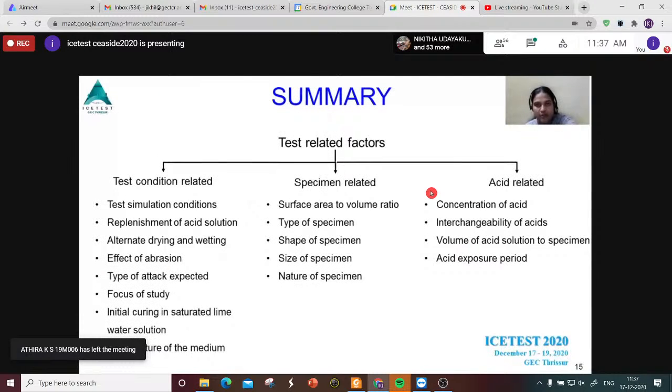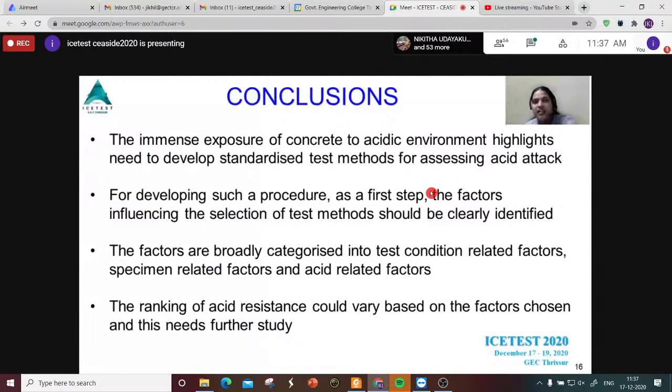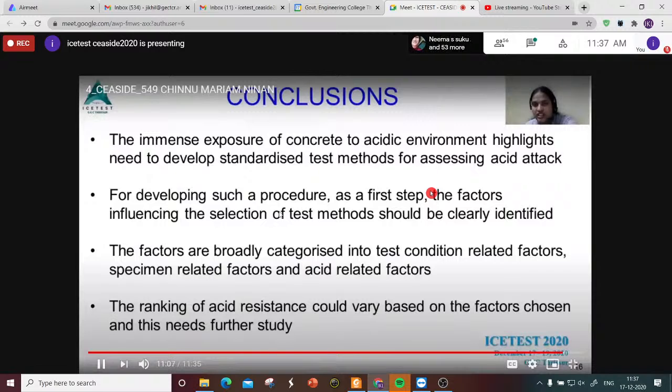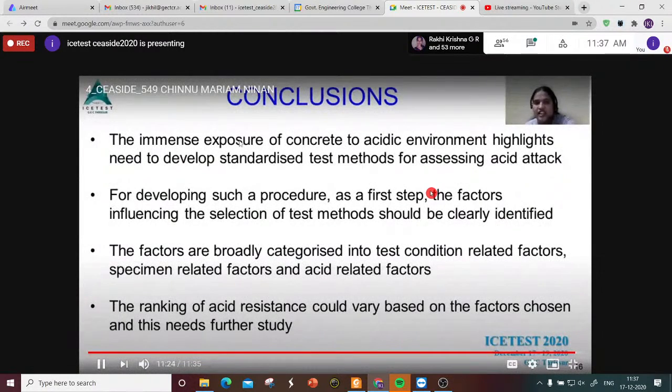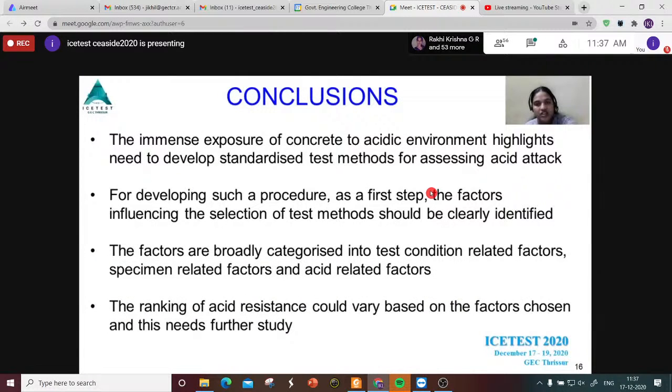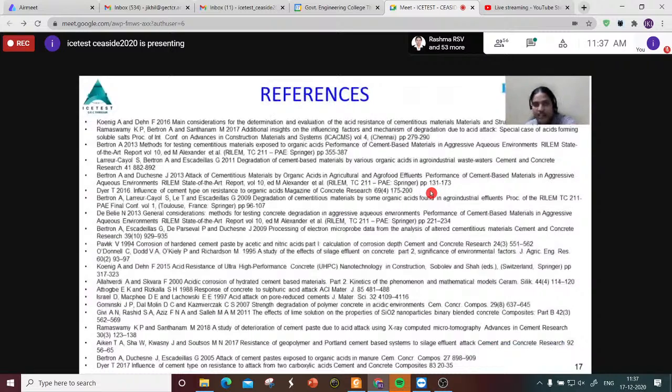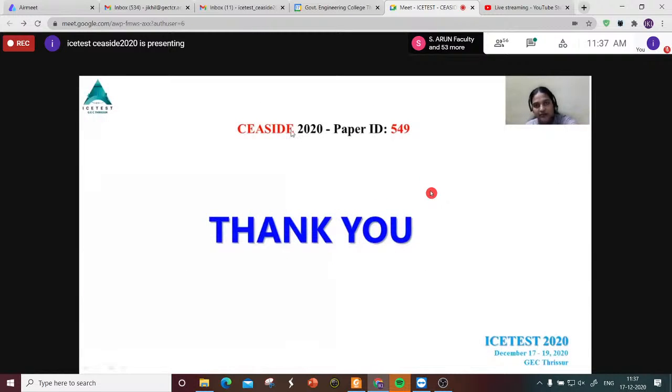This is the summary of the paper. Concluding, the immense exposure of concrete to acidic environment highlights the need to develop standardized test methods for assessing the same. To develop such a method, first we should have a clear idea about the influencing factors, and these factors can be broadly categorized into test condition related, specimen related, and acid related. The ranking of acid resistance could vary based on the factors chosen, and this needs further study. These are my references. Thank you.